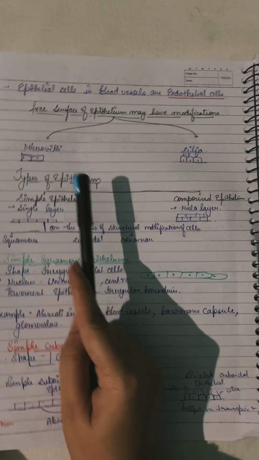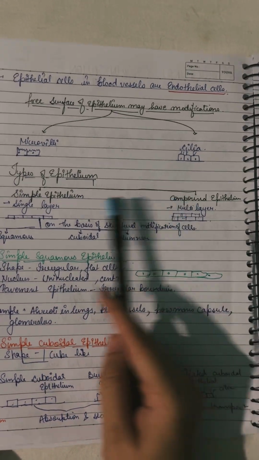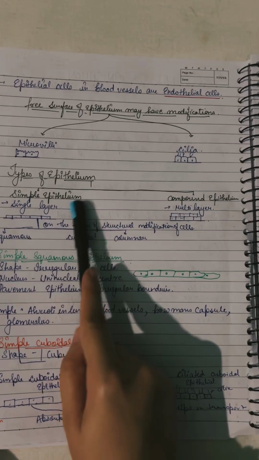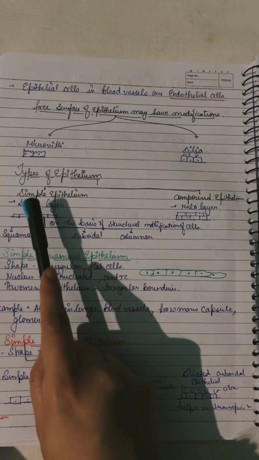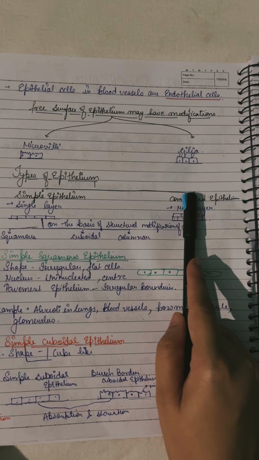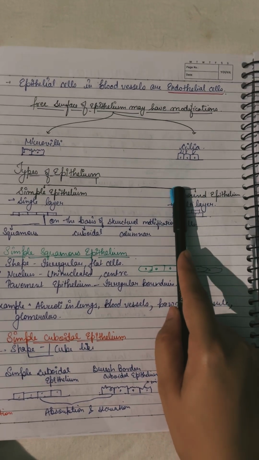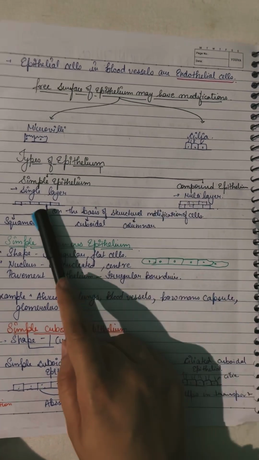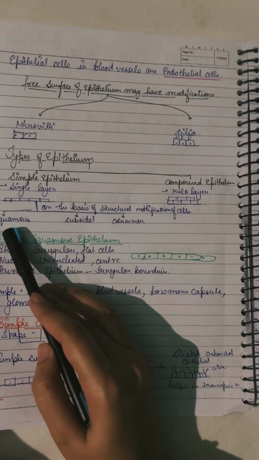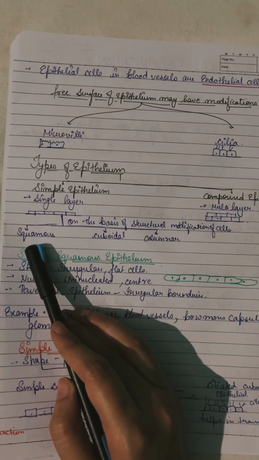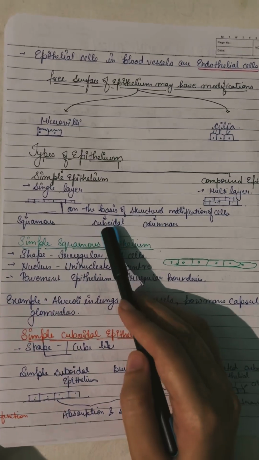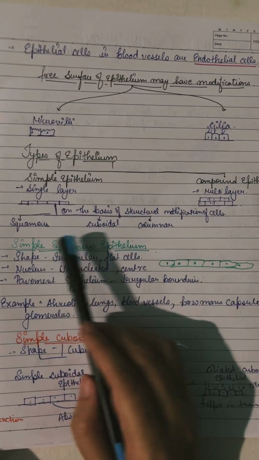Then there are types of epithelium: simple and compound epithelium. You can remember simple as single layered, and compound as multi-layered. On the basis of the structural modification of the cells, simple epithelium is divided into squamous, cuboidal and columnar. They are further divided into three.